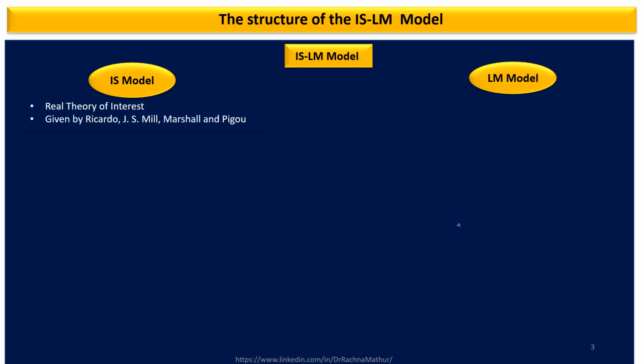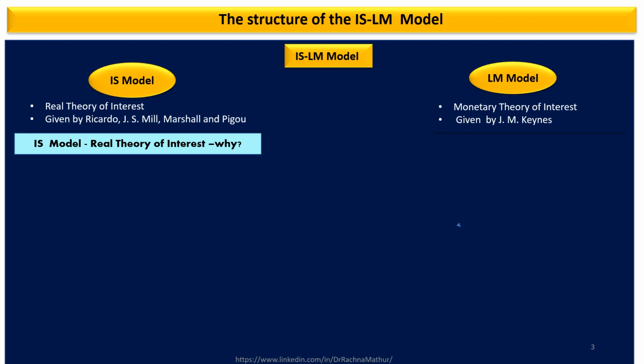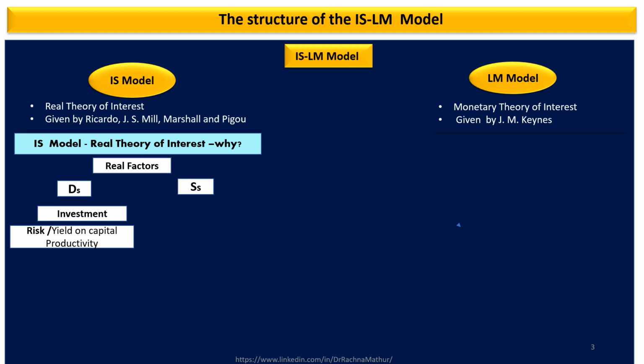The IS model is the classical theory which was given by classical economists Ricardo, Mill, Marshall and Pigou, whereas the LM model is the monetary theory of interest given by J.M. Keynes. The IS model is also called the real theory of interest. Why? Because the interest rate in the classical theory is decided by real factors, that are demand for saving and supply of saving. Demand for saving is done for investment, which is related to risk, productivity of capital, yield on capital, whereas the supply of saving depends upon sacrifice, thrift, and abstaining from present consumption, which are the real factors.